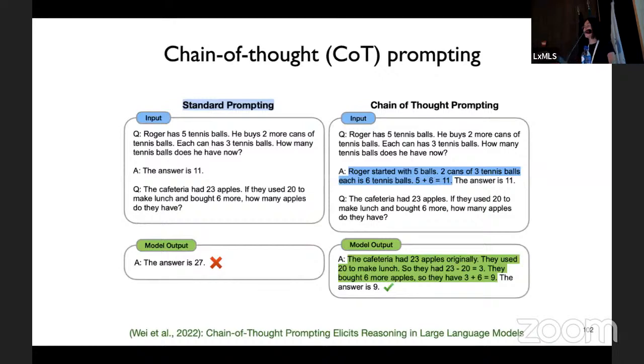Another really important emergent phenomenon is called chain of thought prompting, which was also proposed only after GPT-3. People find that chain of thought prompting only appears in very large language models, but not in the smaller models.